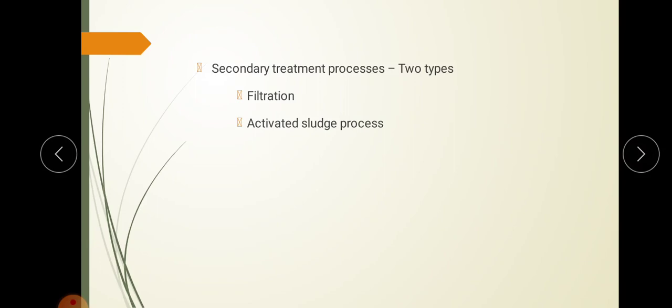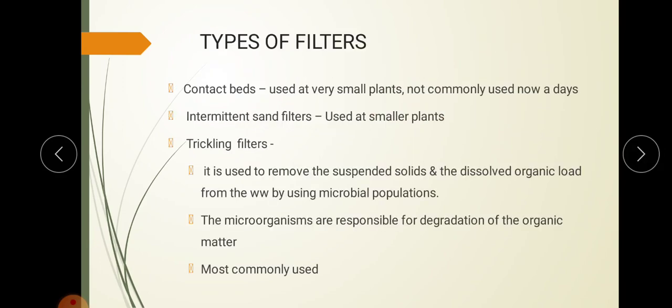Okay, so as I have told, this secondary treatment process is of mainly two types, that is filtration and activated sludge process. And for filtration, there are different types of filters we are using. First is contact bed, and these contact beds are used for very small plants, and it is not commonly used nowadays. Okay, but this contact bed is included in your syllabus, so I will discuss it in the next video. Okay, and next type of filter is intermediate sand filter, and it is used at smaller plants. And the third one is trickling filter. So this trickling filter is the most commonly used type of filter.